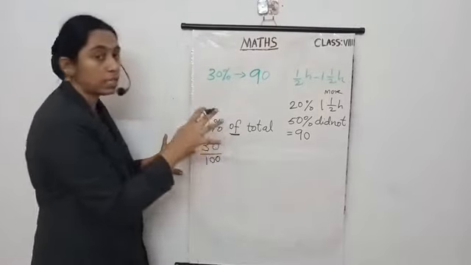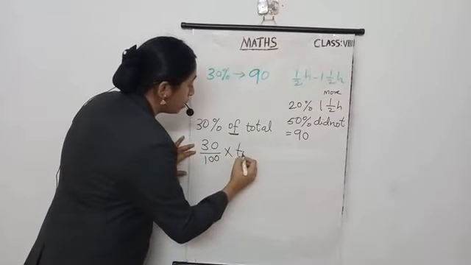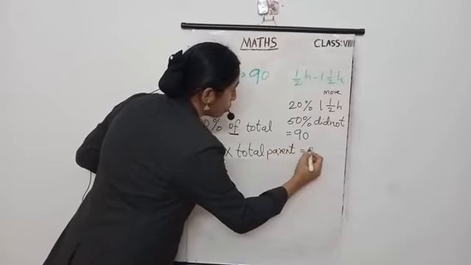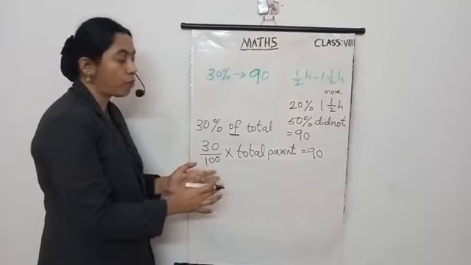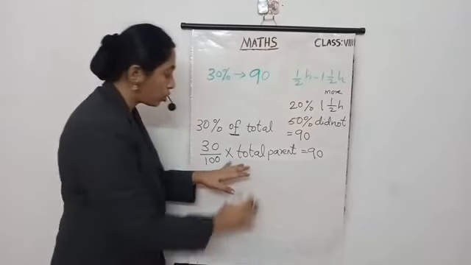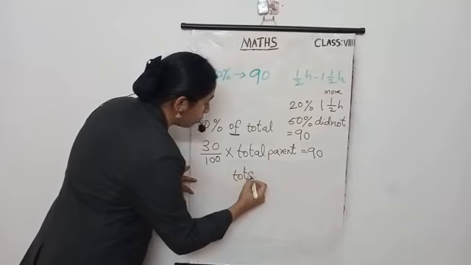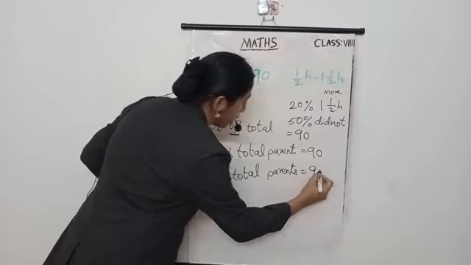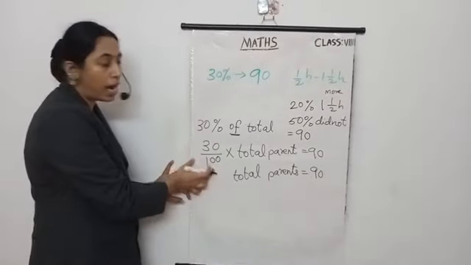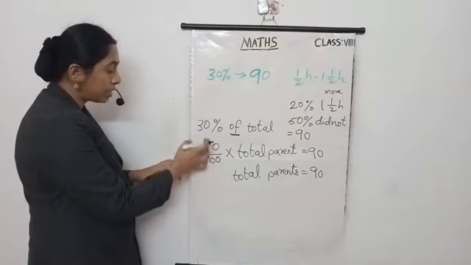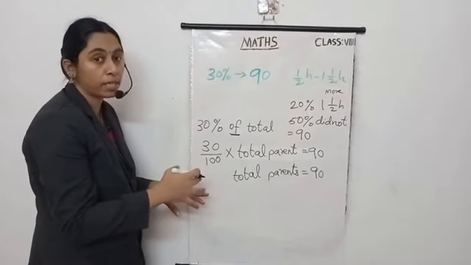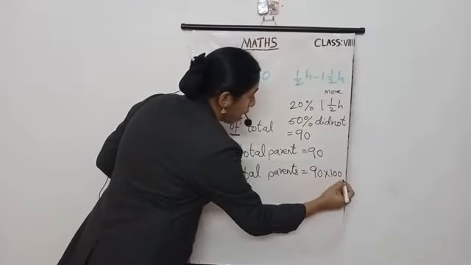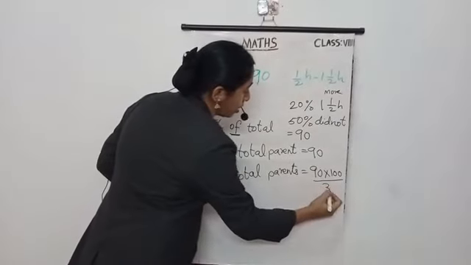"Of" in this topic means multiplication. So 30 by 100 into total parents surveyed equals 90. From here we can find the total number of parents. Then transpose this 30 by 100 to the right hand side. That is, 30 by 100 becomes 100 by 30, its reciprocal. So this 100 is the numerator and this 30 is the denominator.